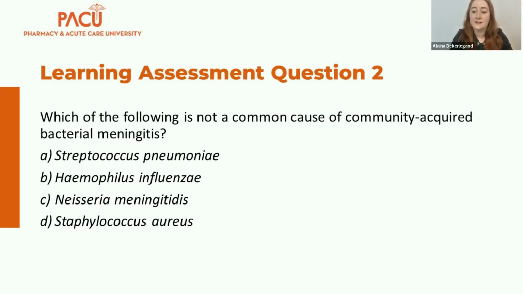All right, so that brings us to our second learning assessment question. Which of the following is not a common cause of community-acquired bacterial meningitis? Streptococcus pneumoniae, Haemophilus influenzae, Neisseria meningitidis, or Staphylococcus aureus. So the answer would be D, Staphylococcus aureus. This is not one of the common causes of community-acquired bacterial meningitis, but we will see it as a potential cause in patients with healthcare-associated ventriculitis and meningitis.